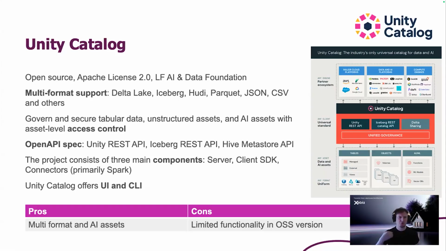The first module is Unity Catalog Server. The second module is Client SDK. And the last one is connectors, mostly for Spark, but more are coming. And you can manage this catalog using their own UI and command line interface. But to be honest, the speed of adding new features is really slow in this project.